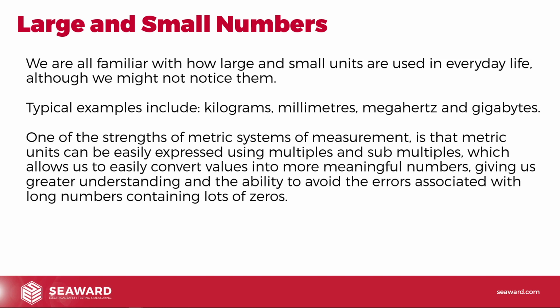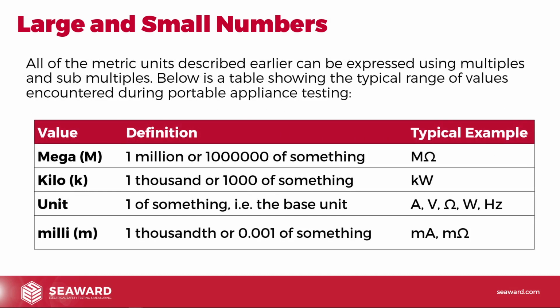One of the strengths of metric systems of measurement is that metric units can be easily expressed in multiples and submultiples, which allow us to easily convert values into more meaningful numbers, giving us greater understanding and the ability to avoid the errors associated with long numbers containing lots of zeros. So all the metric units described earlier can be expressed using multiples and submultiples. Below is a table showing the typical range of values encountered during portable appliance testing.